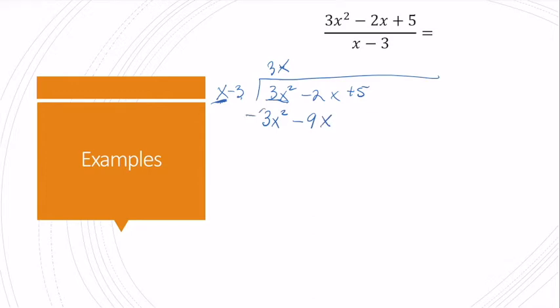And then I subtract. My first term is going to cancel. So I have negative 2x minus a negative 9x. So that's negative 2x plus 9x, which is 7x. And I pull down my next term.